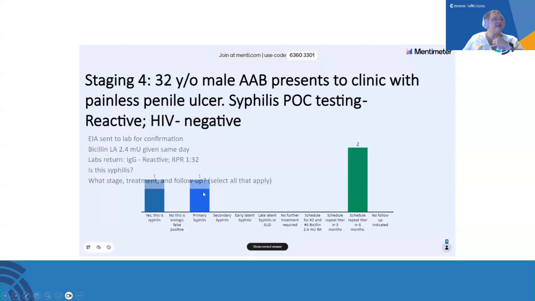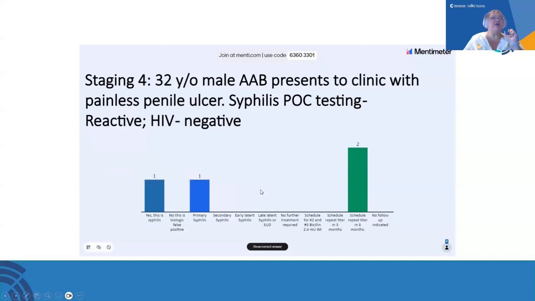Excellent. The only thing is he would have no further treatment required because we already gave him the one dose, which is needed for primary syphilis. So yes, it's syphilis. It's primary. No further treatment required. And yes, we're going to schedule the titer in 6 months. Excellent.